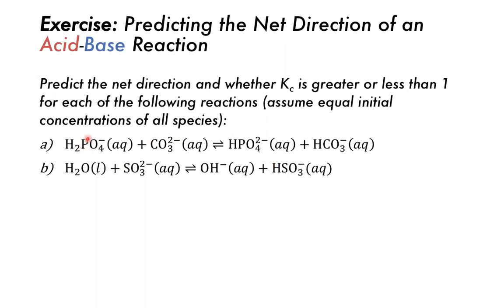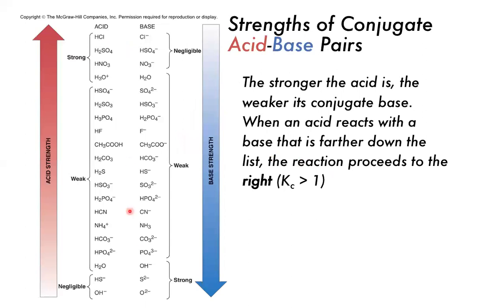So we know that H2PO4⁻ is the conjugate acid of this conjugate base, and this is the conjugate base of this conjugate acid. We want to know which one is stronger than the other, so we know which direction is going to be favored. We can go back to our table and look at H2PO4⁻, which is here, and then we're forming this. This is a weak base and this is a weak acid, albeit this is a stronger base than this. So the reaction is probably going to favor this formation.